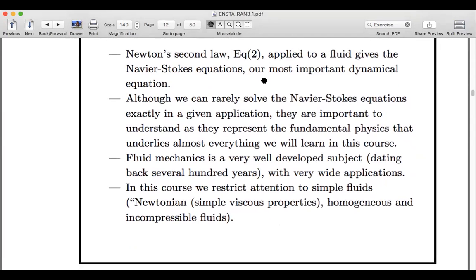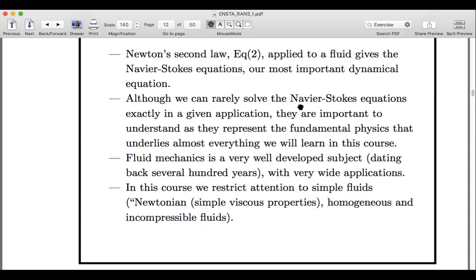So I've already mentioned this. We rarely solve the Navier-Stokes equations exactly in a given application. It's rare that it can be done, but nonetheless, it's important that we study the Navier-Stokes equations in detail, because we have to know what they mean.